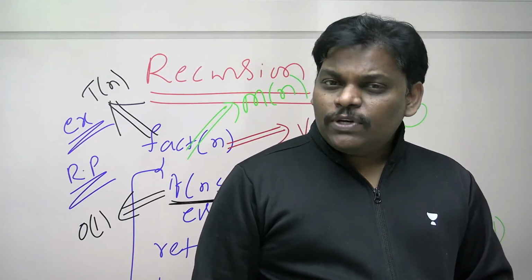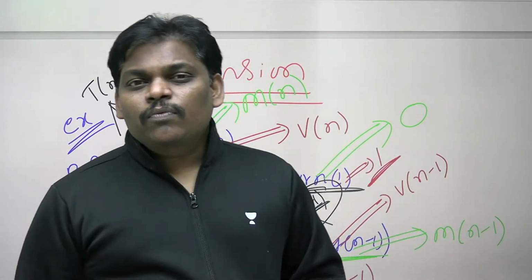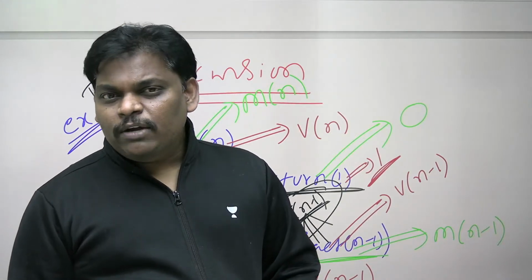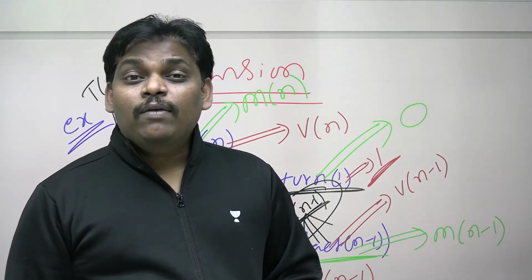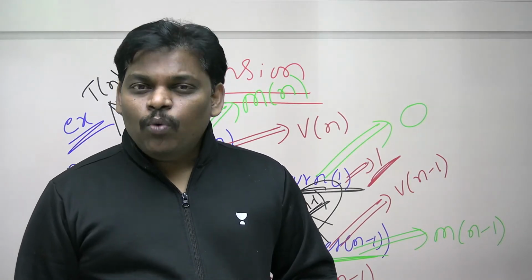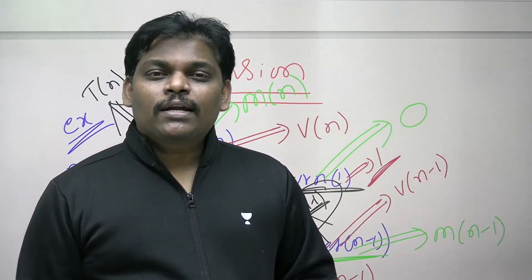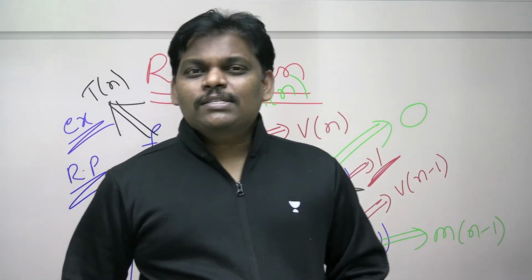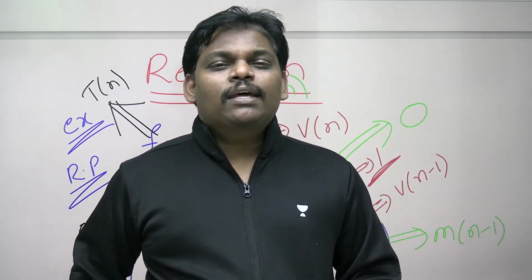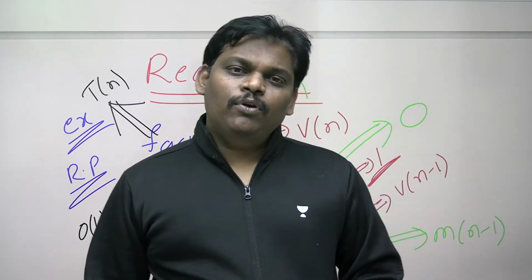I wrote the first for output, the second for time complexity, the third for multiplication. If I want, I will write for addition. If I want, I will write for subtraction. If I want, I will write for whatever purpose I want. If I want, I will write the recurrence relation for factorial of n to do Bharatanatyam also. If anyone asks me, for the given recursive factorial program, can you write the recurrence relation for Bharatanatyam? I can do that. If really needed, I will do it.